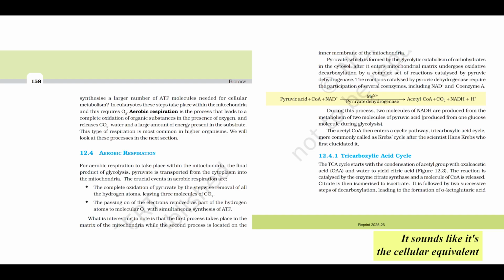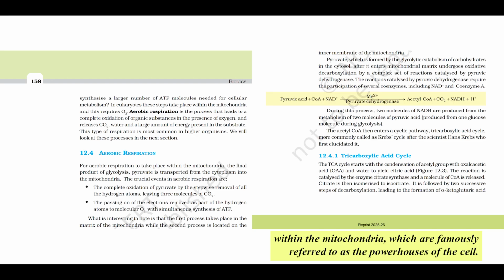It sounds like it's the cellular equivalent of a massive, highly efficient power plant compared to a small, inefficient hand generator. How does the cell extract a much, much larger amount of energy with oxygen, making it so dramatically more effective? That's an excellent analogy. You've perfectly captured the profound difference. This is indeed where the true energy powerhouse of the cell comes into play, generating the vast majority of ATP for most higher organisms. In eukaryotic cells, this incredibly intricate and efficient process predominantly takes place within the mitochondria, which are famously referred to as the powerhouses of the cell.